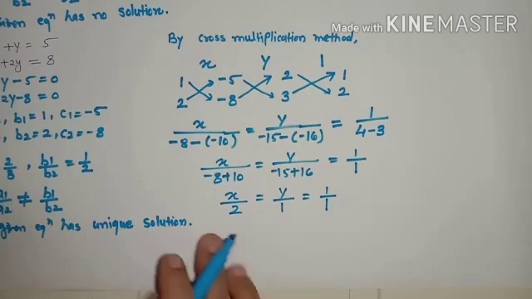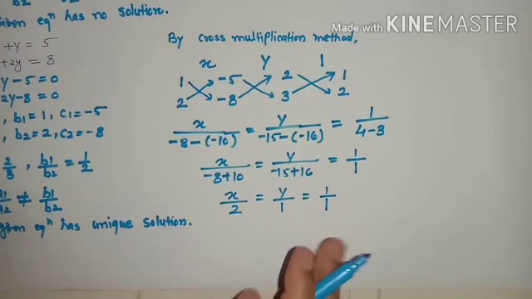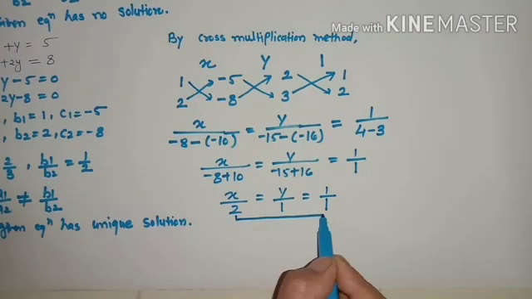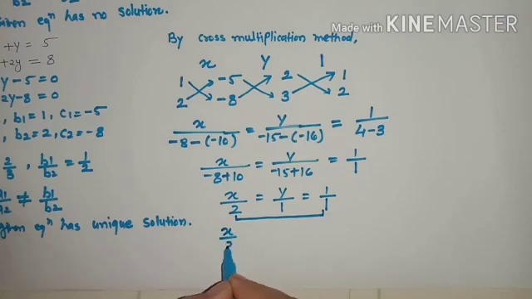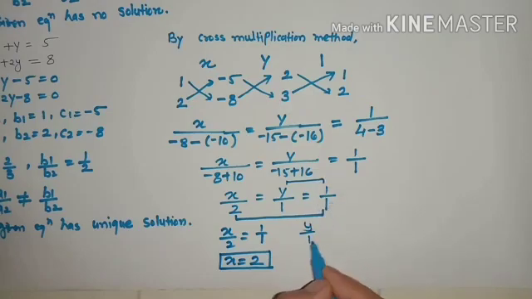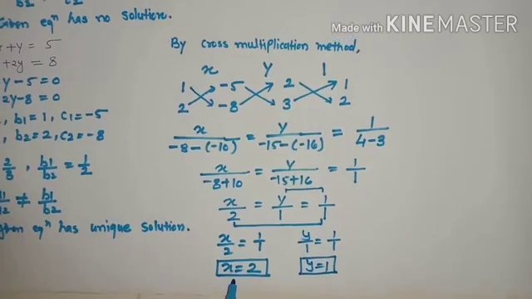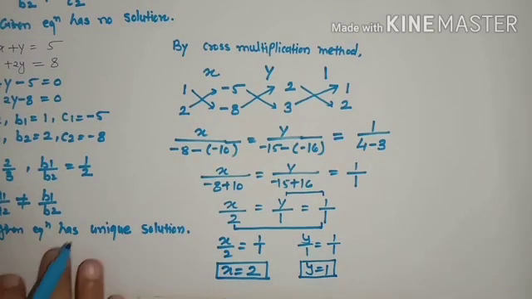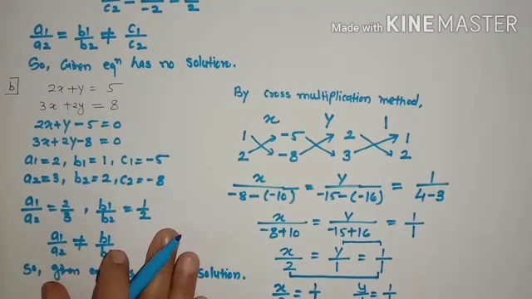Now we have to find the value of x and y. So we will compare the first and last term. x upon 2 equal 1 upon 1, and when you cross multiply you will get x equal 2. And when you compare y upon 1 equal 1 upon 1, you will get y equal 1. So for this equation the value of x is 2 and the value of y is 1. Let's check whether our answer is correct or not.